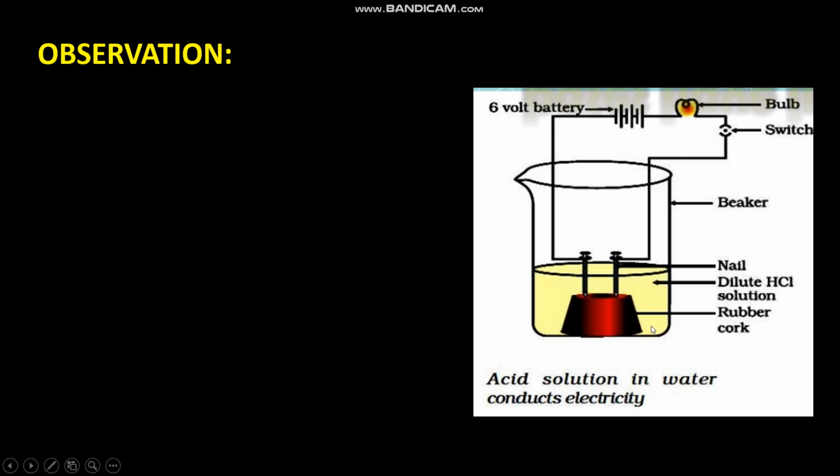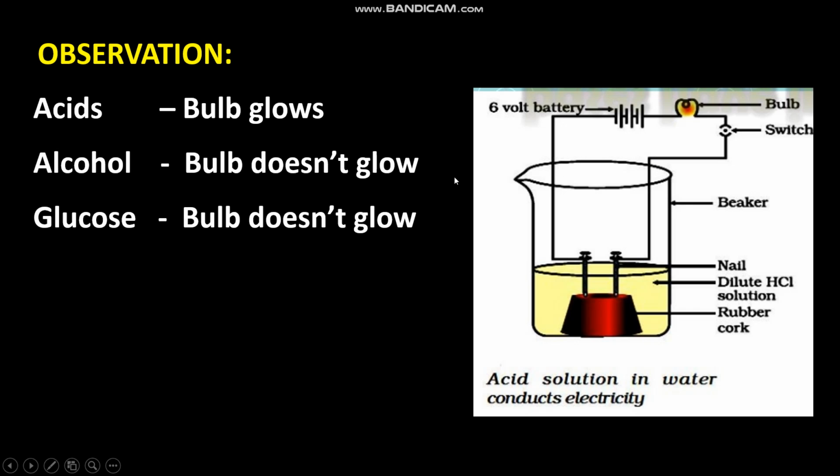So let us see the observation. When we take acids in the solution, we can see the bulb glows. Whether hydrochloric acid or sulfuric acid is taken in the solution, the bulb glows. But when we take alcohol or glucose in the solution in the beaker, we can't see the bulb glow. That means the bulb doesn't glow when alcohol or glucose is taken. Even though alcohol and glucose contain hydrogen atoms, the bulb doesn't glow. What does it mean?